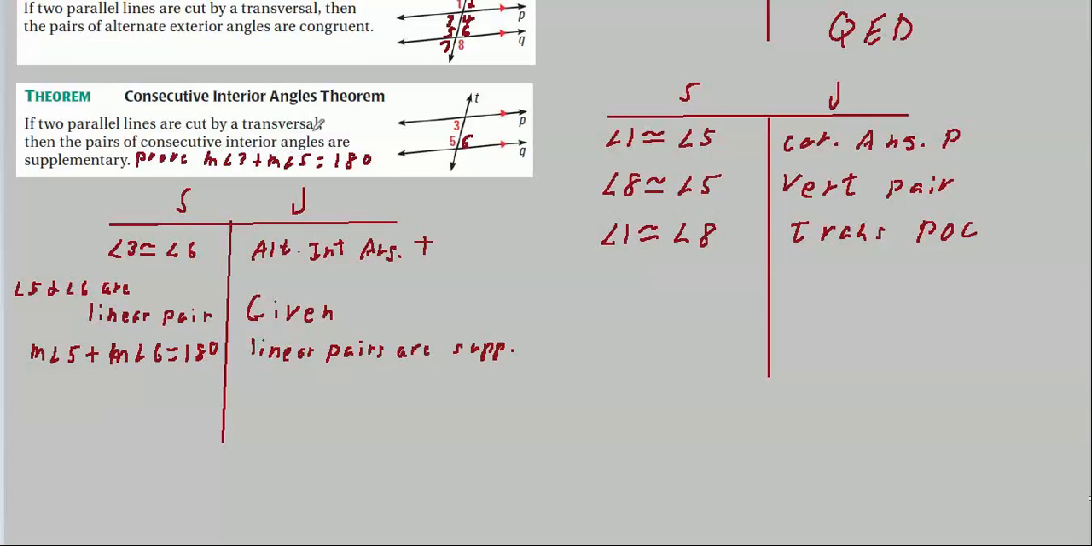So we have that these two form a linear pair, and it's angle 5 and angle 6. They add up to 180. On the other hand, angle 3 and angle 6 are congruent, so I can say that the measure of angle 3 equals the measure of angle 6. And why? Well, definition of congruence.